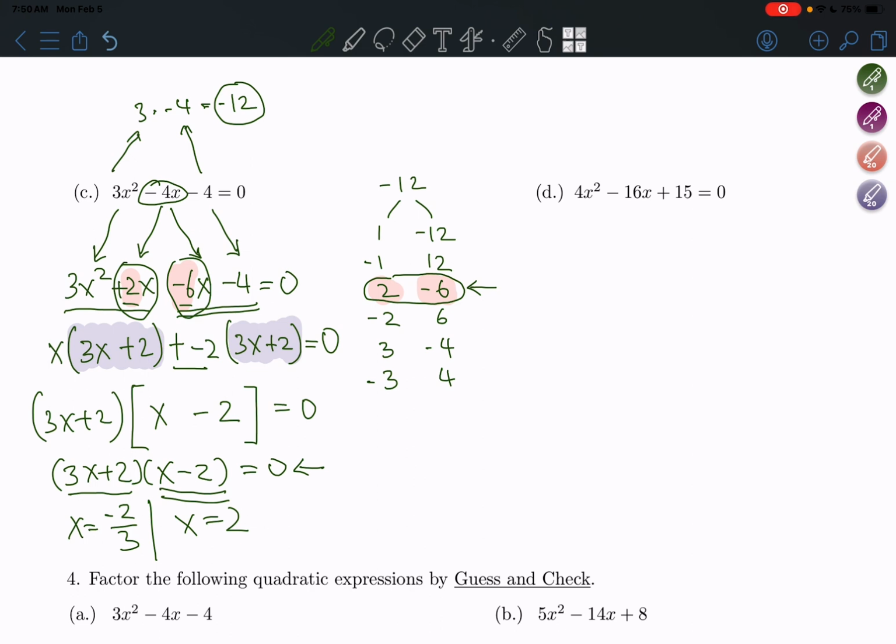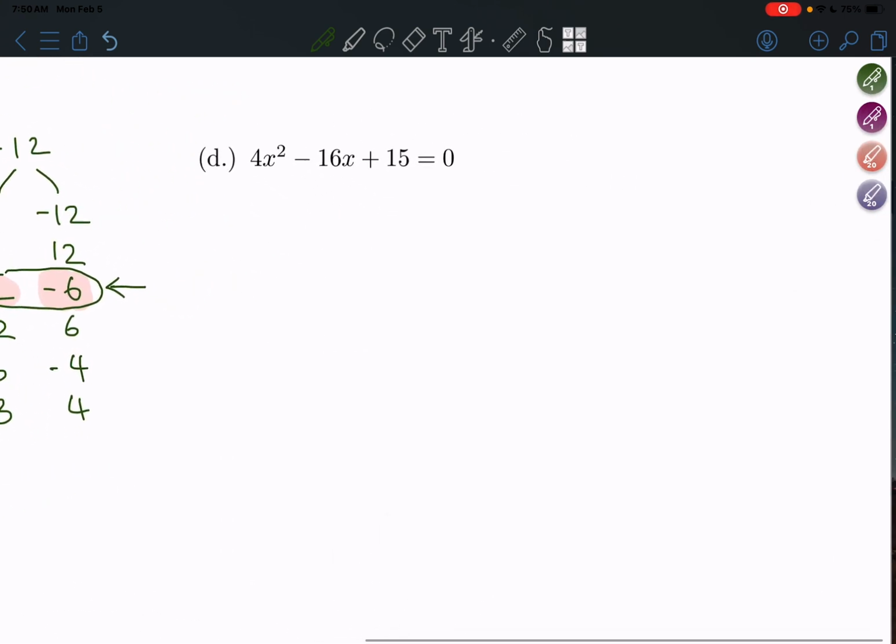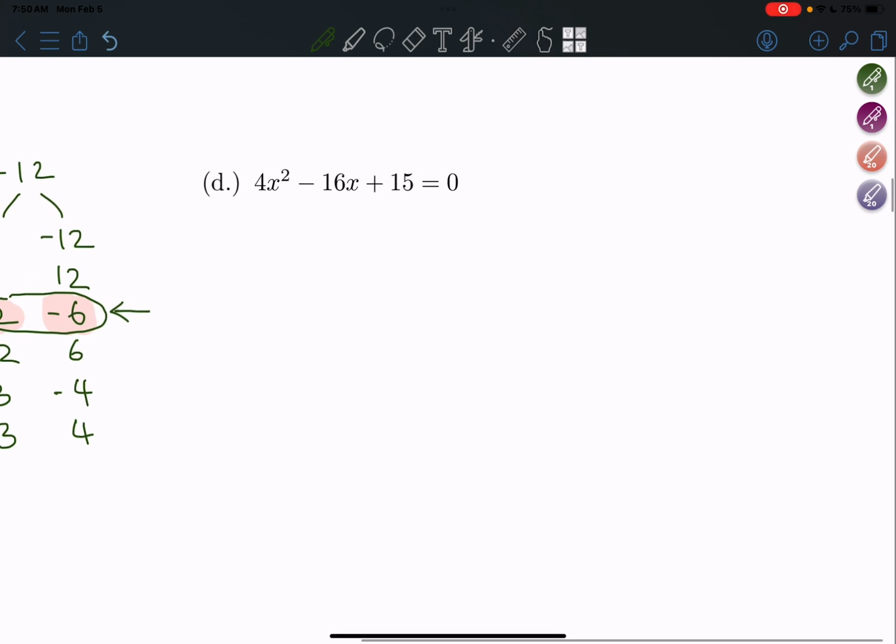Okay, let's do this one more time. Let's practice this again. Here we got a leading coefficient of 4, so we're going to take that number and multiply it with the constant term. So 4 times 15 equals 60, and this will have a couple more factors here. So let's take a look.